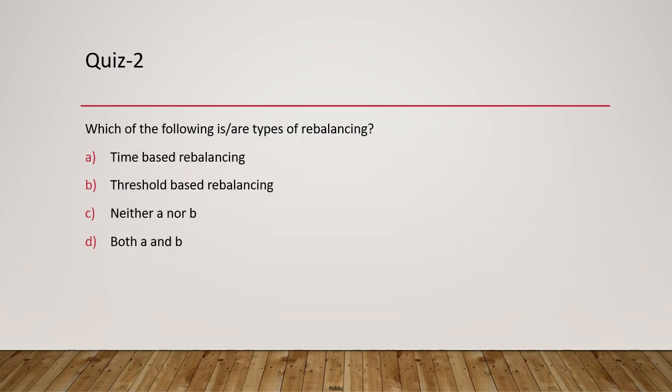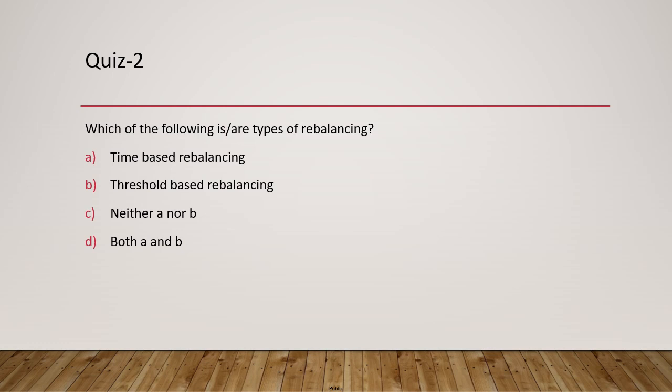We now move on to question 2. Which of the following are types of rebalancing? So rebalancing can happen because of multiple factors. First is very simple. You may decide to rebalance a portfolio after every 1 year, or after every 6 months, or after every 2 years. It depends on how you follow the strategy or what the laws of the land are that will define time-based rebalancing.